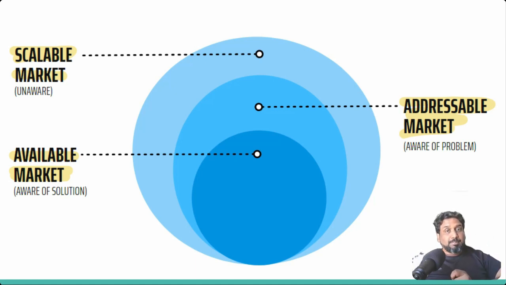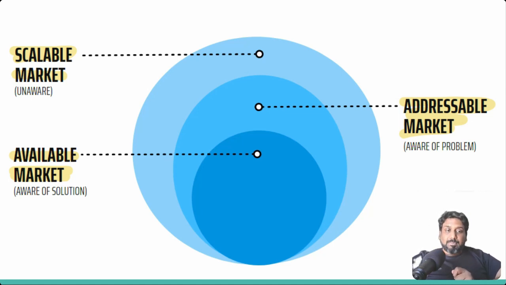So, scalable market means this is the total audience size of your product or service, but this audience is right now unaware of their problem. That means they do not even acknowledge that there is a problem. If they don't acknowledge there is a problem, they would never find a solution. And if they don't find a solution, your product and service, which targets a specific problem set or a solution set, they won't even be searching for it. So, what scalable market means is this is the total audience size of your market, which might or might not be interested in your product.